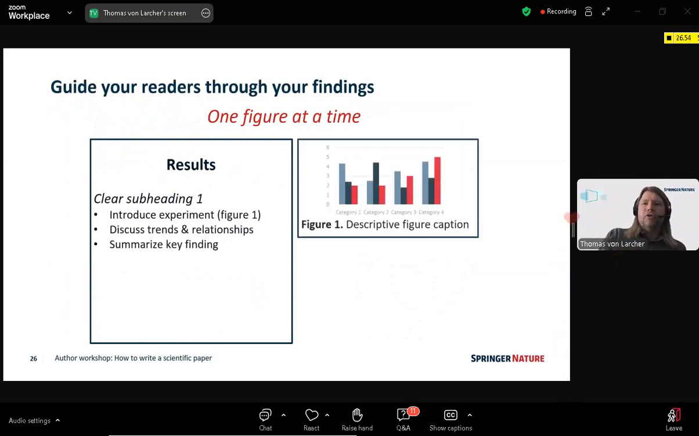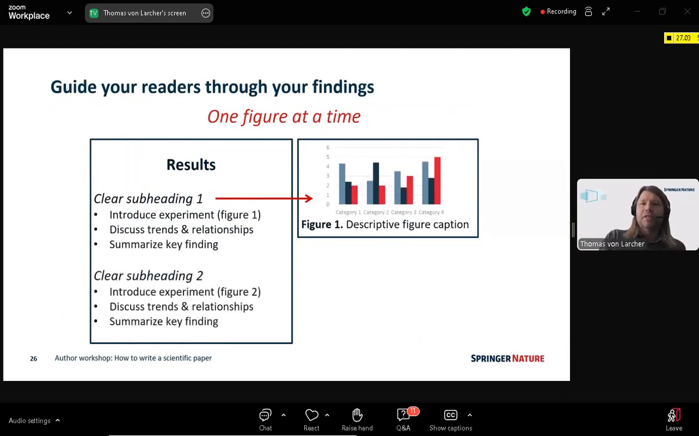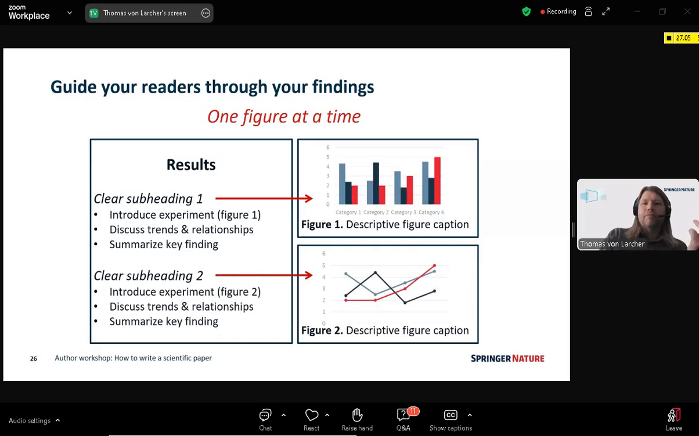Okay, if you have complex figures or tables, you may also write the results in subsections, right? So this is up to you. Most important here is one information at a time. Don't overwhelm your readers with information, right? It is easier for readers to understand complex information. And don't forget, it is complex information for your readers. When complex information is presented one bit at a time, right? Avoid information overload.